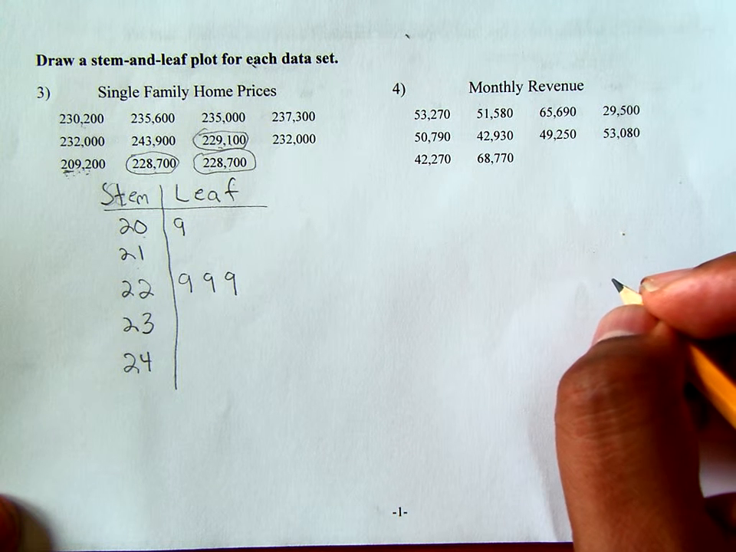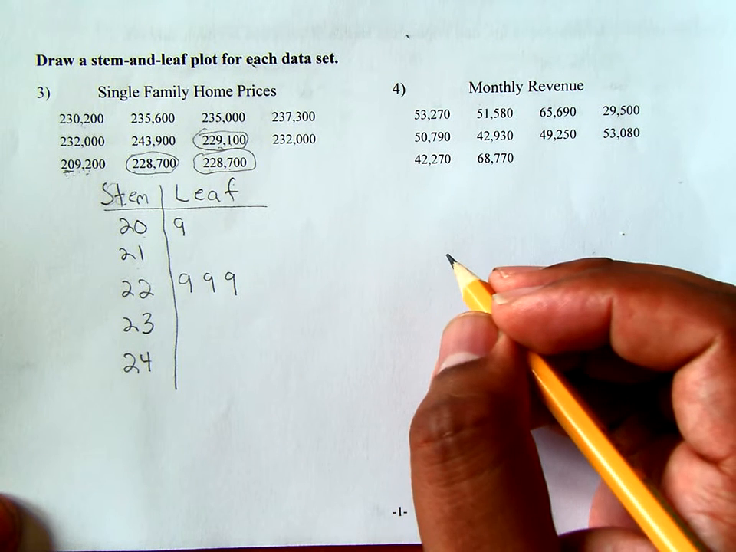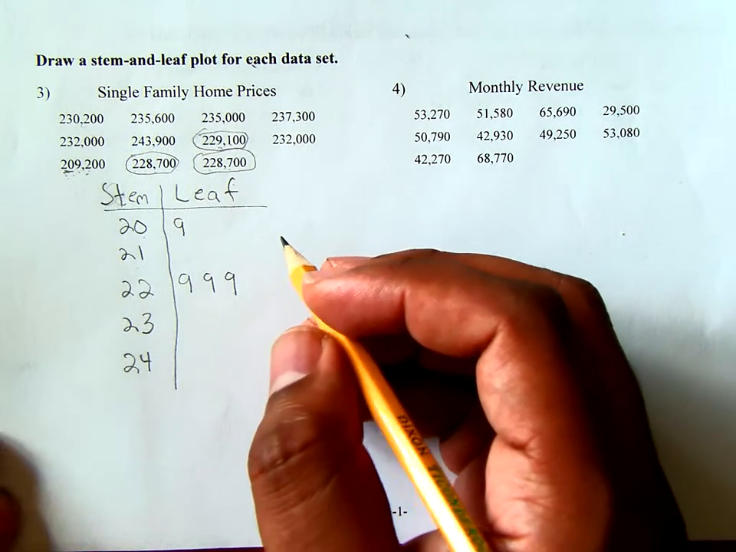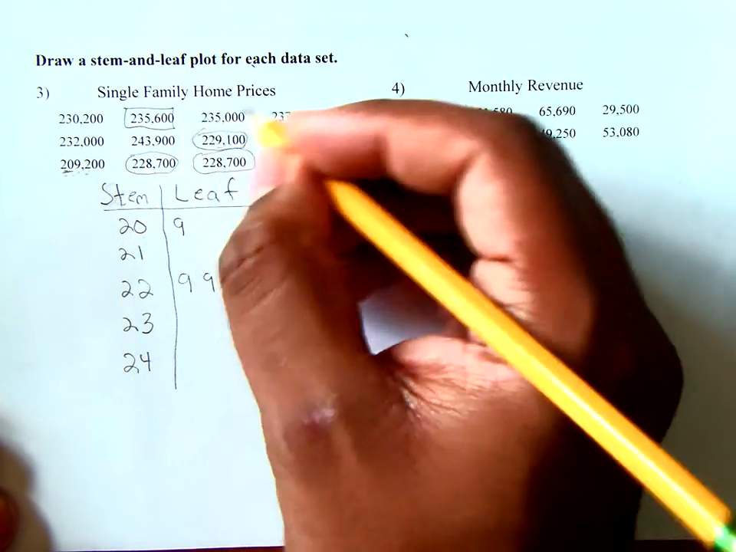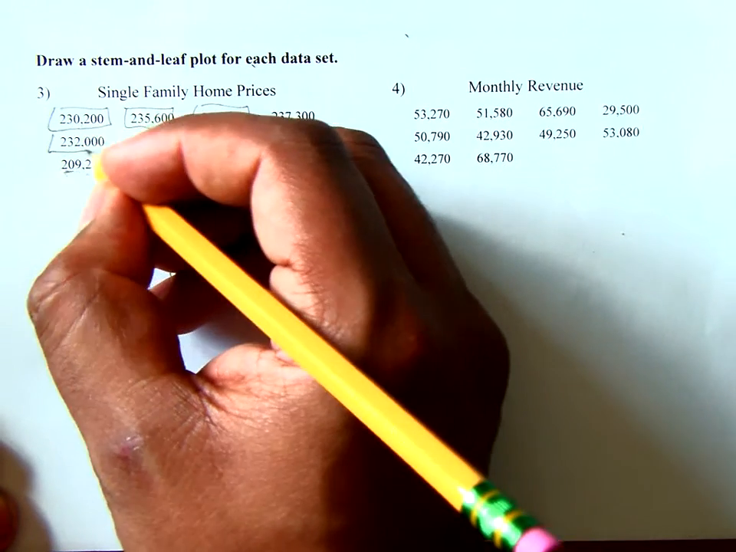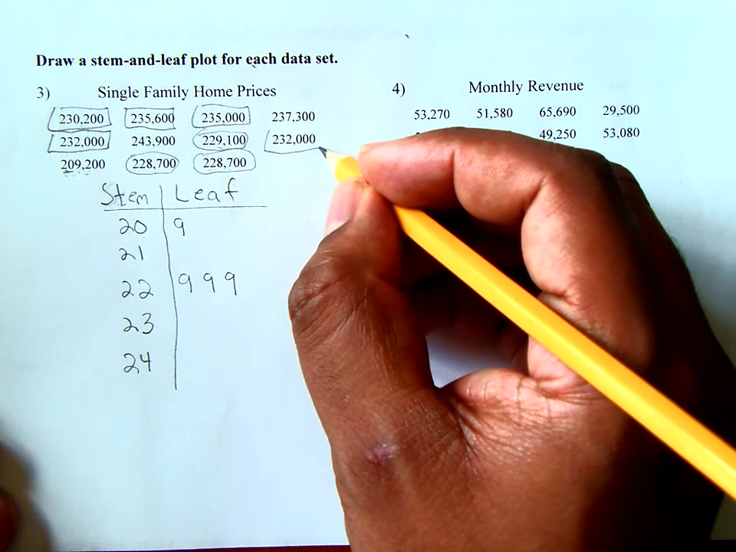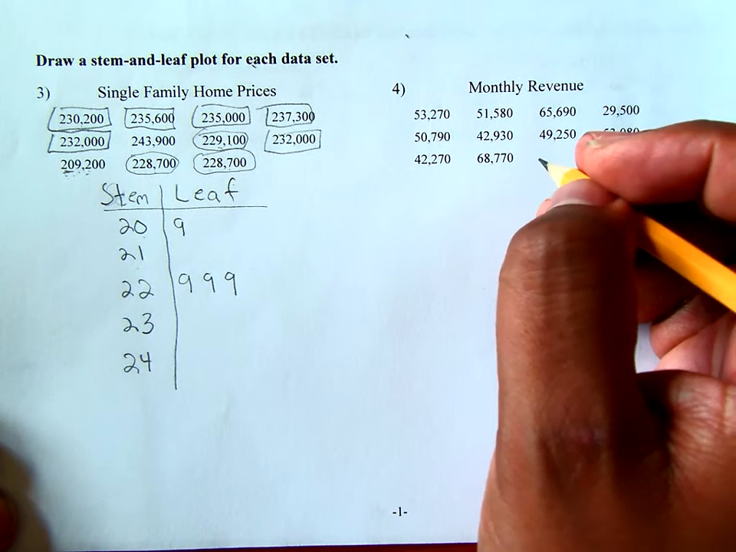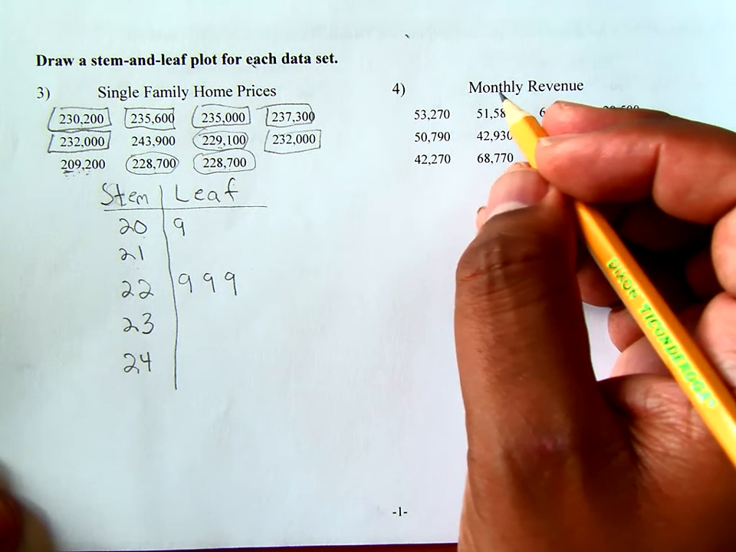Okay. Now we're going to do 23. Now with 23, we take a look, and I'm just going to square those up. So here's a 23, 23, 23, 23, another 23, and 23. Alright. So now I'm going to put those in numerical order.